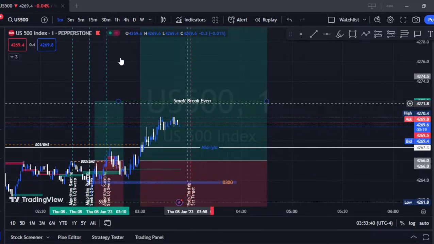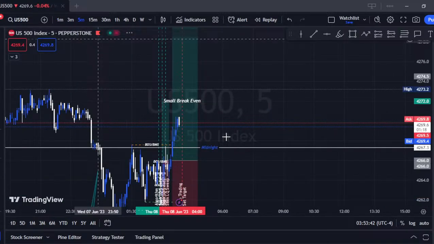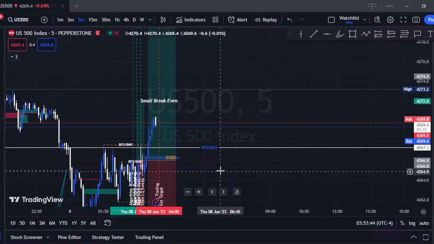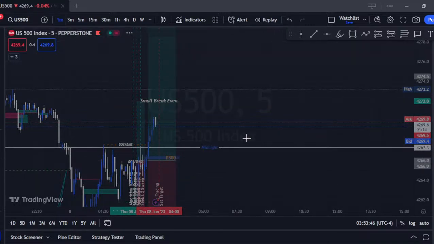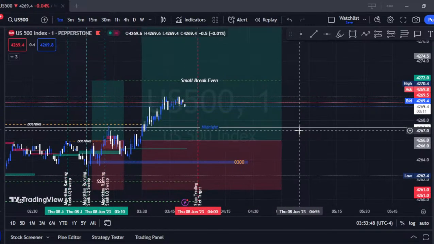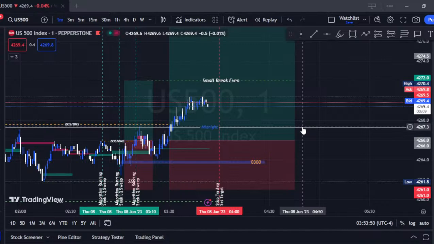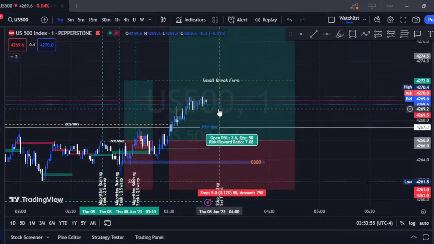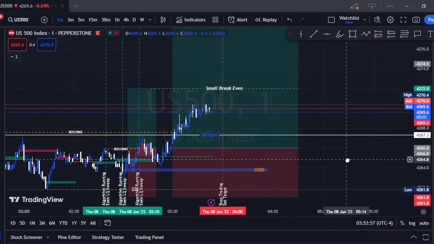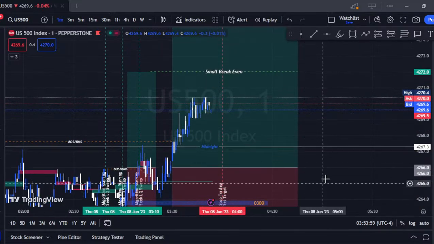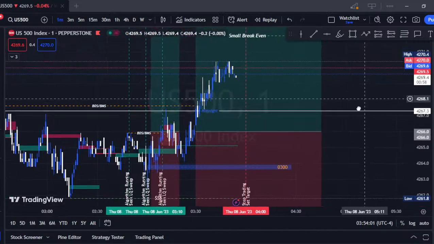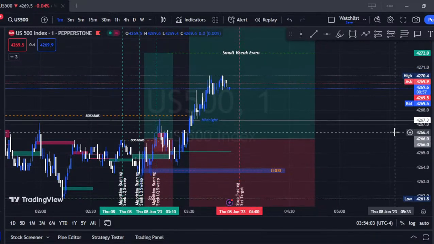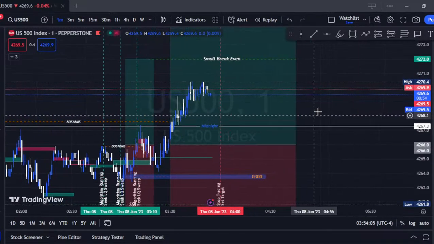The price is really consolidating right now. Not even arrived at the six handles, but let's just wait. And our window still has 5 minutes left, but we have already caught the trade, so good for us. Just wait and see.